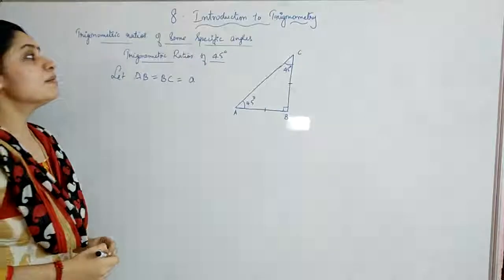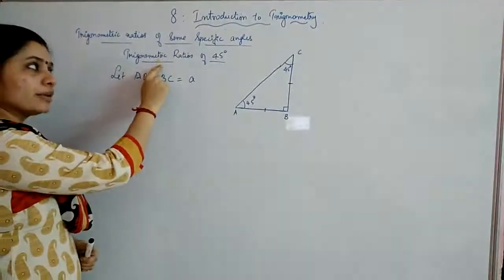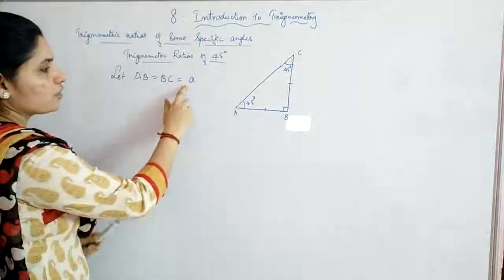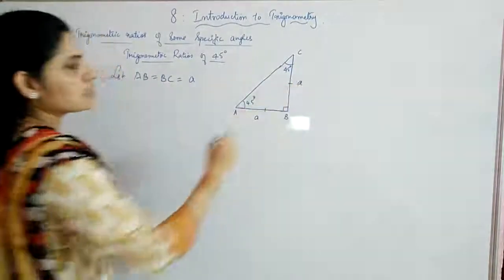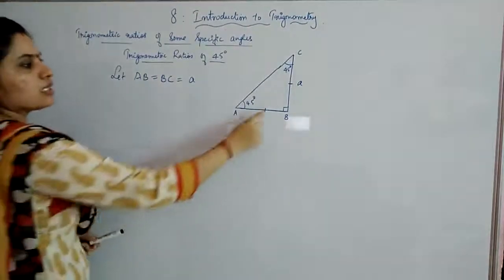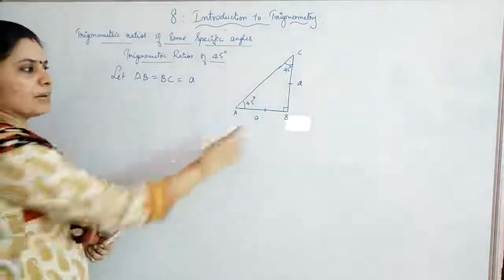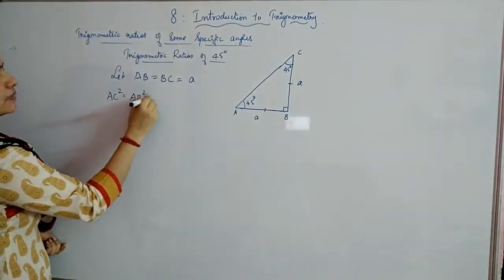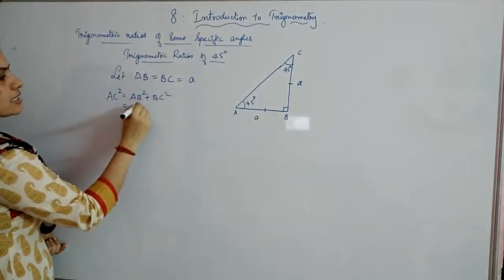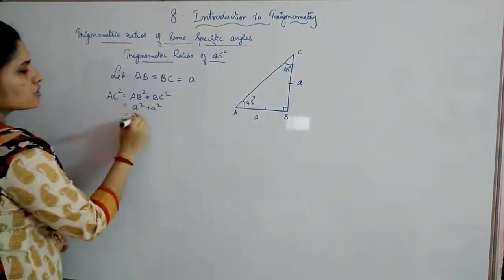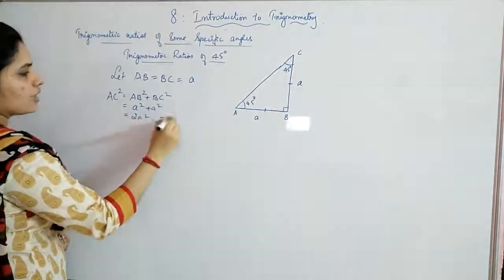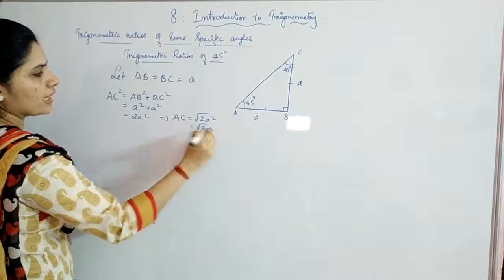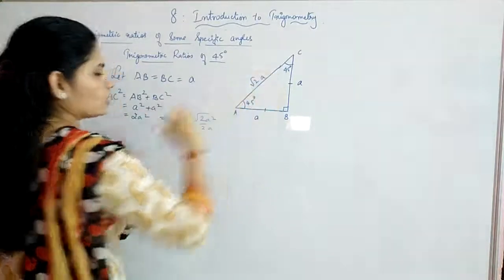Now why are we taking this? Because in order to find out trigonometric ratios, we need all the sides of the triangle. So first of all we are taking these two as some constant A. Now using these two we can find the third side by Pythagoras theorem. What you will get? AC square is equal to AB square plus BC square, so you get A square plus A square, which is equal to 2A square. That is, AC is root of 2A square, or root 2 A. So you got the third side as root 2 A.